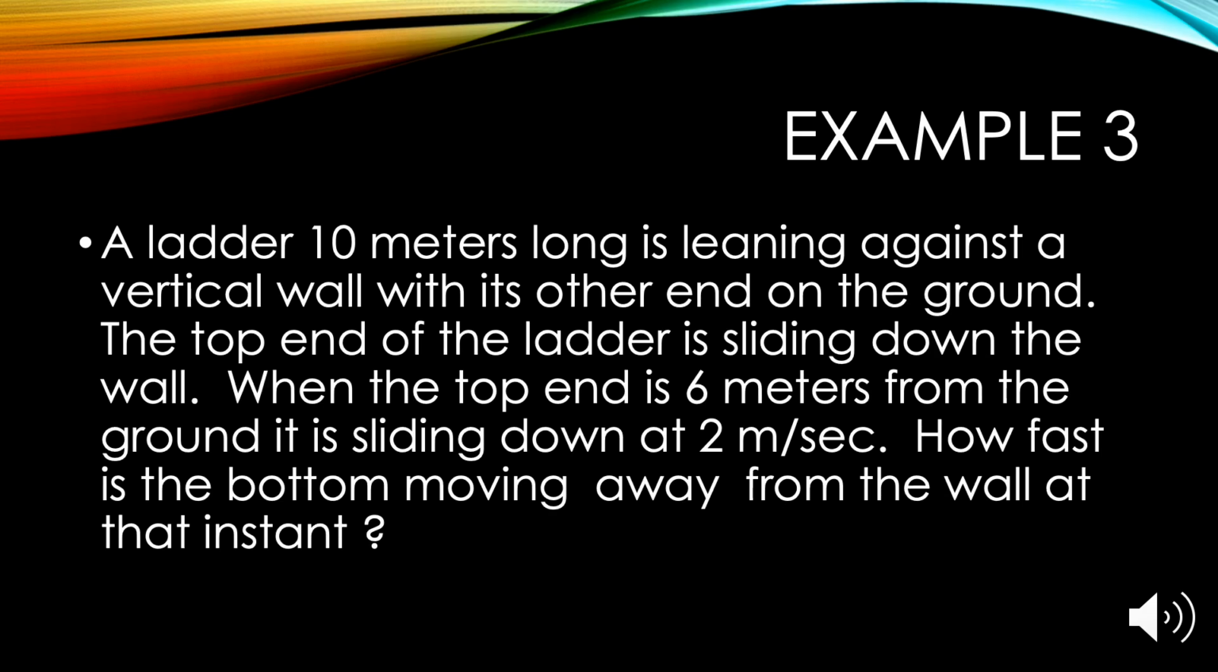And here's our last example. A ladder 10 meters long is leaning against a vertical wall with its other end on the ground. The top end of the ladder is sliding down the wall. When the top end is 6 meters from the ground, it is sliding down at 2 meters per second. How fast is the bottom moving away from the wall at that instant?